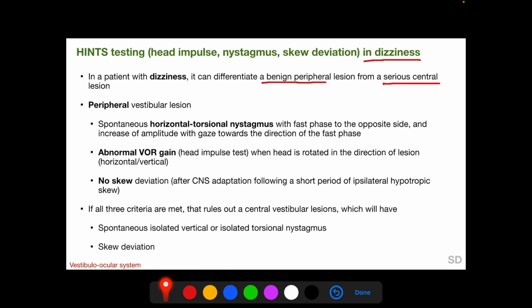And if all these three criteria are met, the presence of a spontaneous horizontal torsional nystagmus, presence of an abnormal VOR gain, and absence of a skew deviation, that rules out a central vestibular lesion. Because a central vestibular lesion will have a spontaneous nystagmus, but which is either isolated vertical or isolated torsional in nature, and a central vestibular lesion will have a persistent skew deviation.